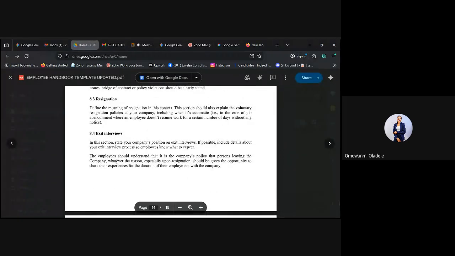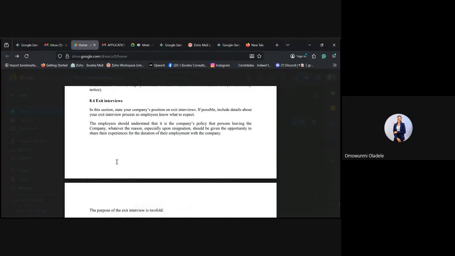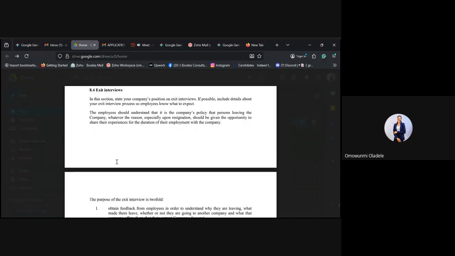Then for resignation, what do you do before an employee resigns? Some people do a stay interview before an employee even says I want to go. You have to do a stay interview. When an employee now says, "I'm going in 1 month," you also have to have exit interviews. What happened? What are the things we can do to ensure you stay?